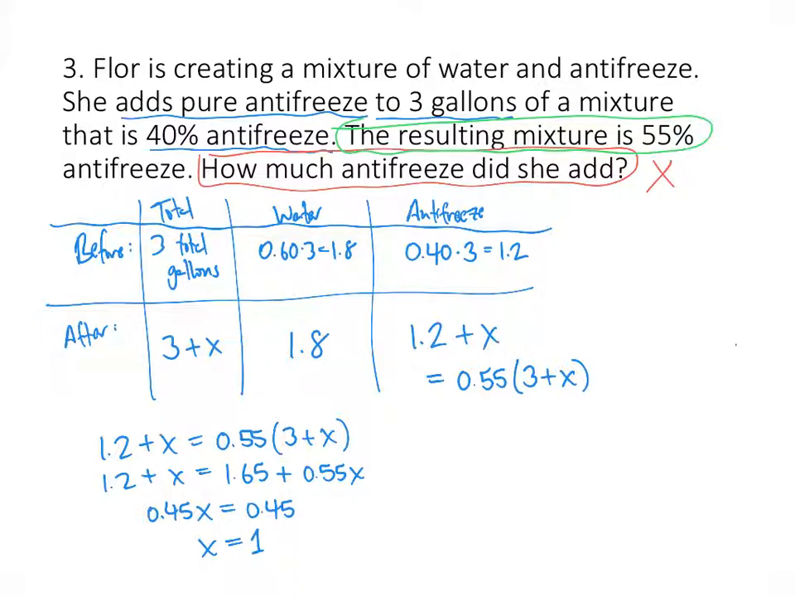So x represented the amount of antifreeze. We figured out what x is. The question is asking us how much antifreeze we added, so x is the answer to the question, and the units here are going to be gallons.